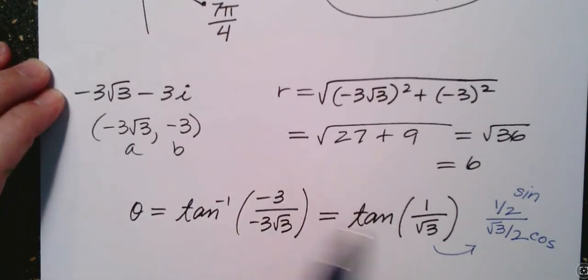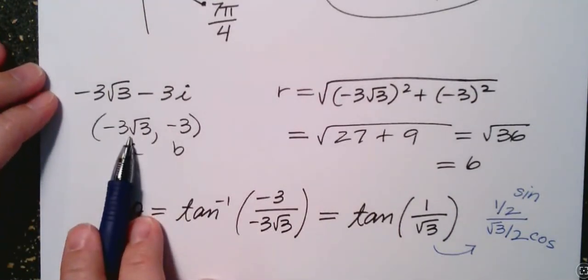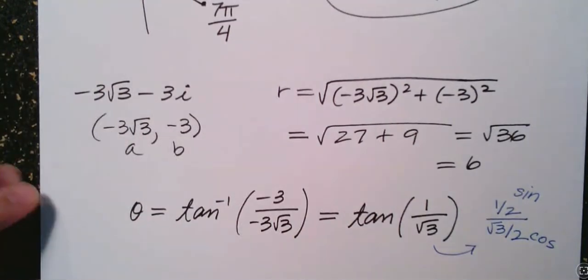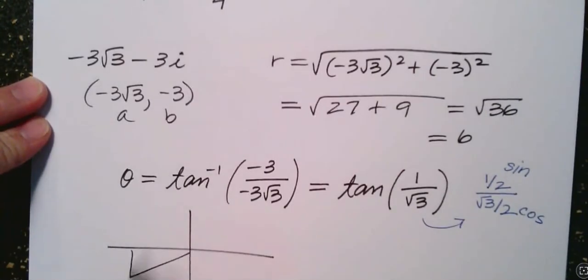We could also have, to have a positive tan, I could also have negative and negative. So it could be pi over 6 or it could be 7 pi over 6. So we got to go back over here and look and say, oh yeah, that's going to be 7 pi over 6 because both of these are negative. So it would be in the third quadrant. So in the third quadrant, you have negative root 3 over 2, negative 1/2.